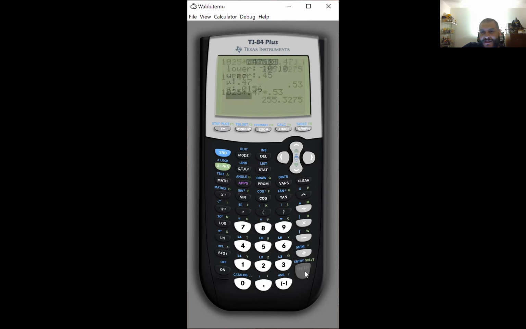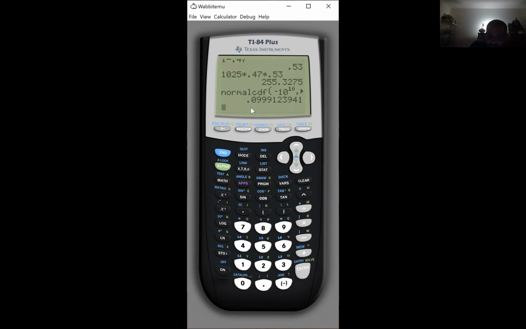Go here and paste. If you look at it, you should get 0.0999. Yeah, and that's 4 decimal places. So you get 0.0999. Any question on how I punched it in before I go back to my notes?